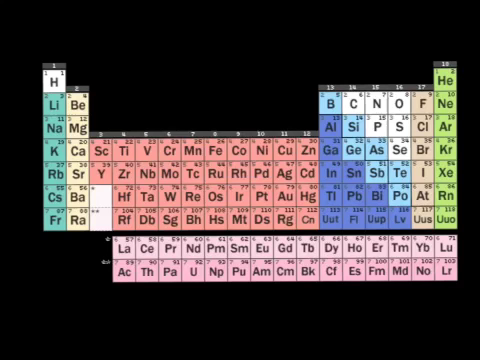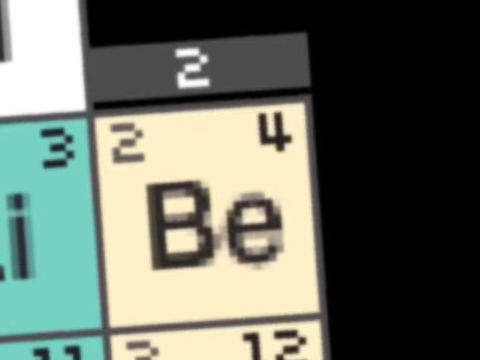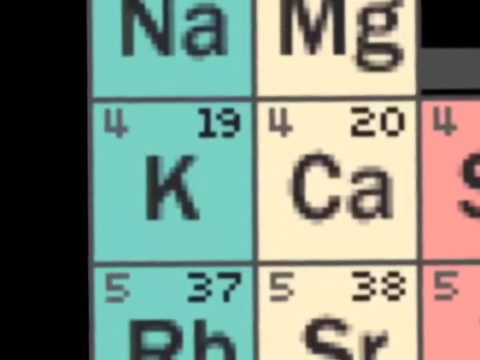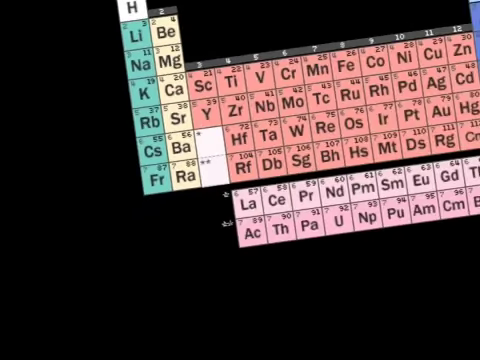And today we're going to be learning about valence electrons. We're going to take two different elements from the periodic table. The first one is going to be beryllium, which is right here. And then potassium.